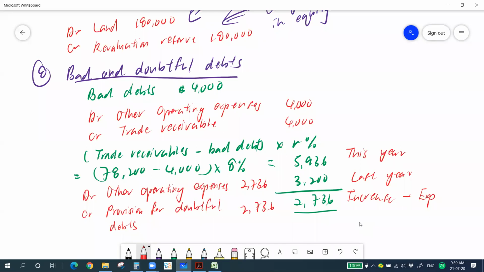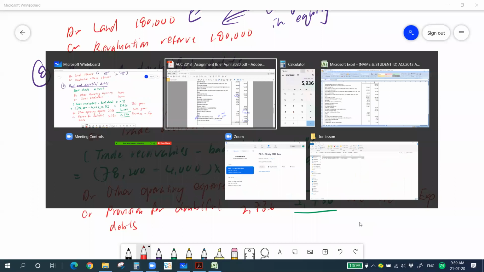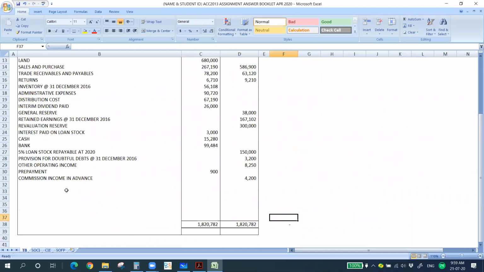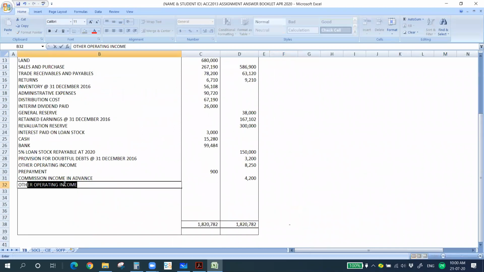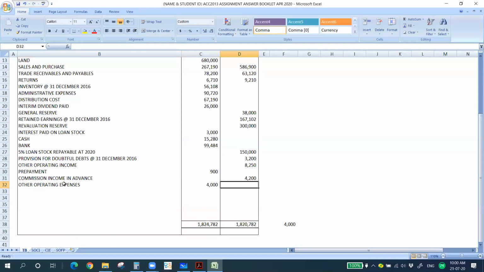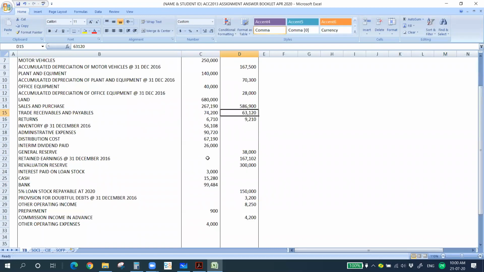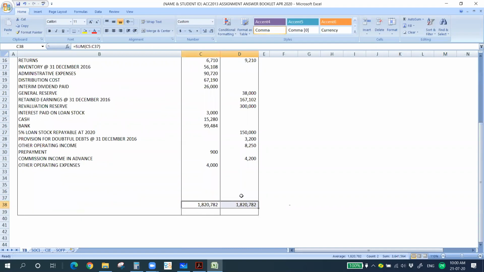All right, so let's record the double entry. I think we don't have other operating expenses, right? So we create other operating expenses in the account. First we have the 4,000 here because of the bad debts. So we reduce the receivable amount by 4,000 as well. After one adjustment, check the total. Make sure your total is correct.